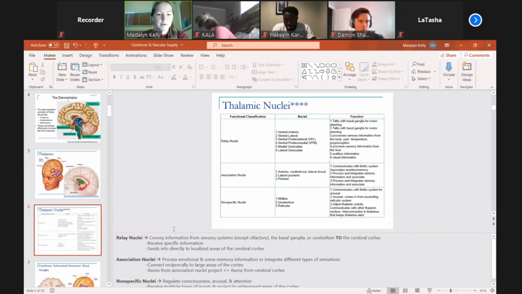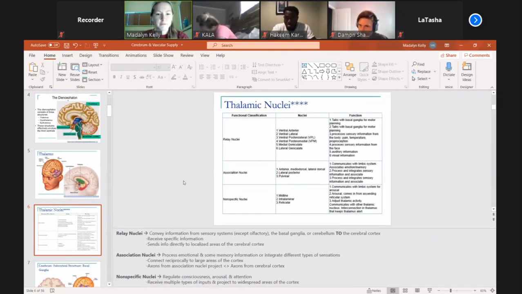The thalamic nuclei. This is the table from the Soft Chalk that I copy and pasted into my PowerPoint. I did not feel like going and looking at all of them up. So this is just going to be straight memorization. Some of these we're familiar with. Some of these we just have to memorize. We know about the VPL and the VPM.